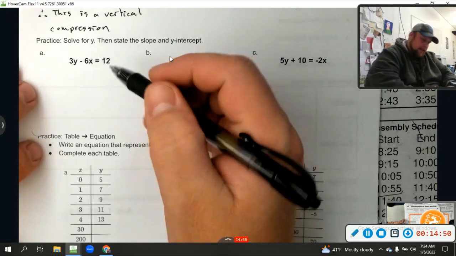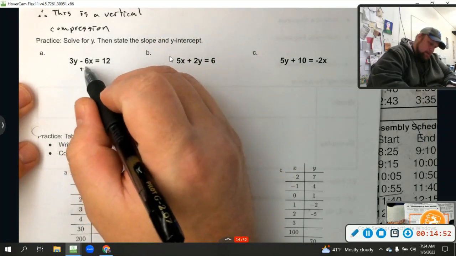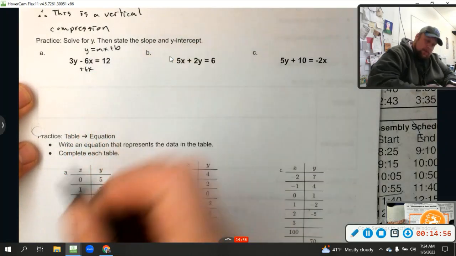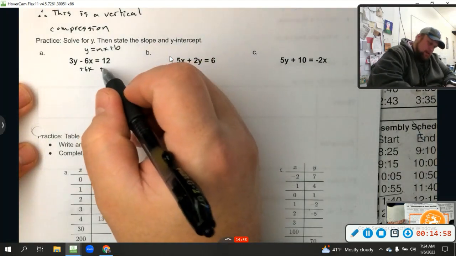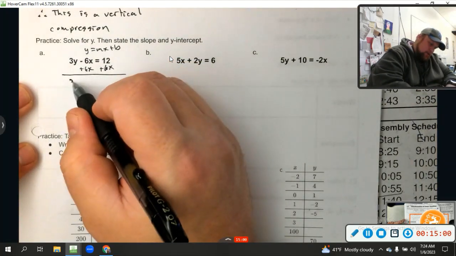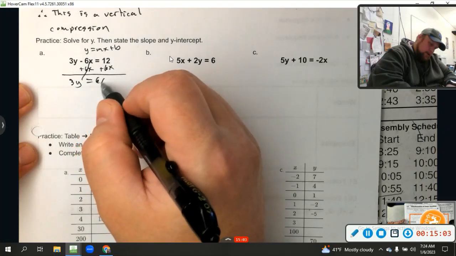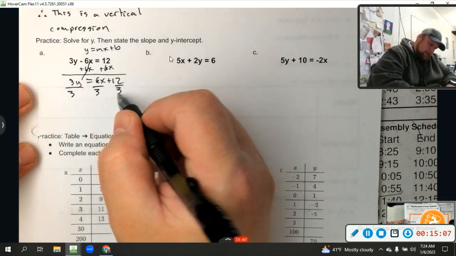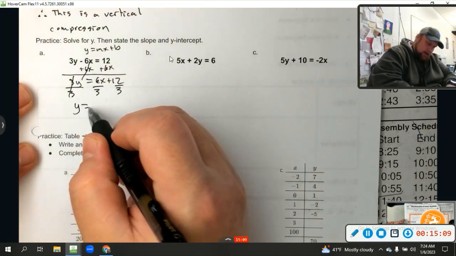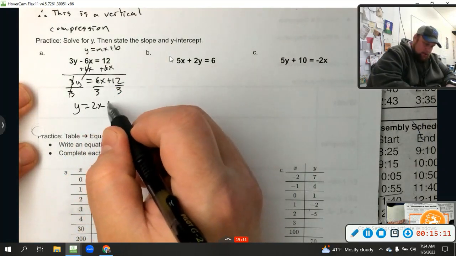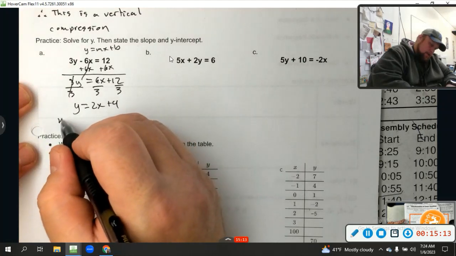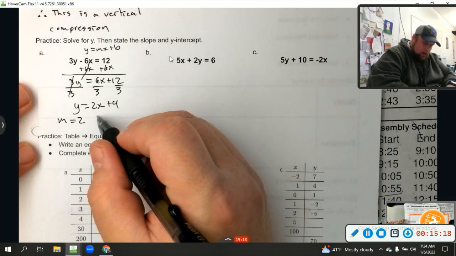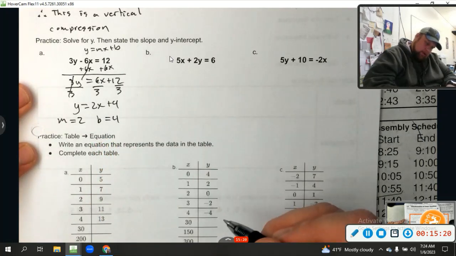Okay, I'm assuming you did that. All right, plus 6x. And we want this in y equals mx plus b form. That's really what we want. So plus 6x, 3y equals 6x plus 12. When we divide everything by 3, y equals 2x plus 4. My slope equals 2, and my y-intercept equals 4.